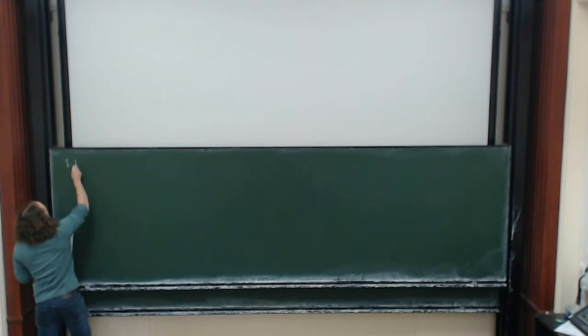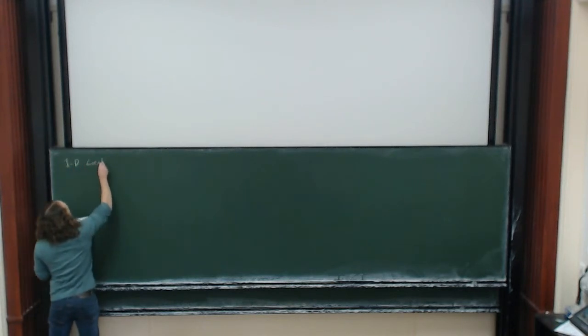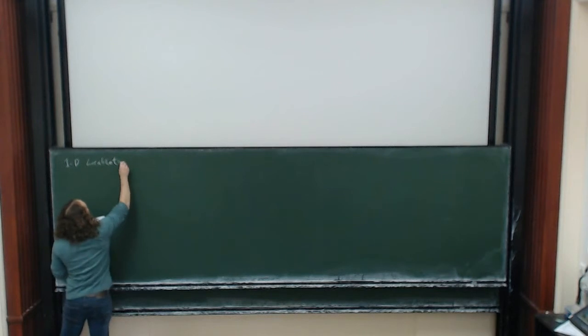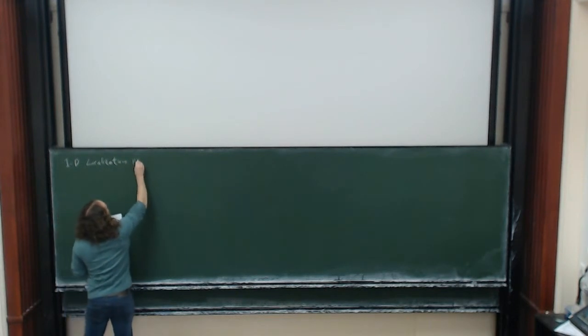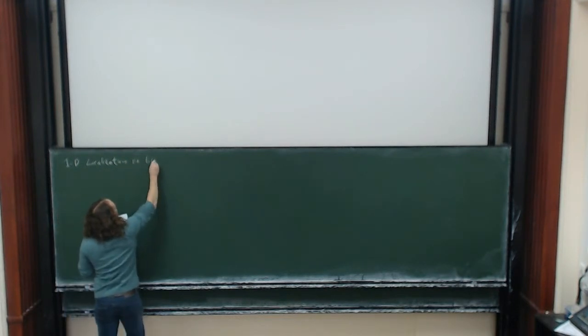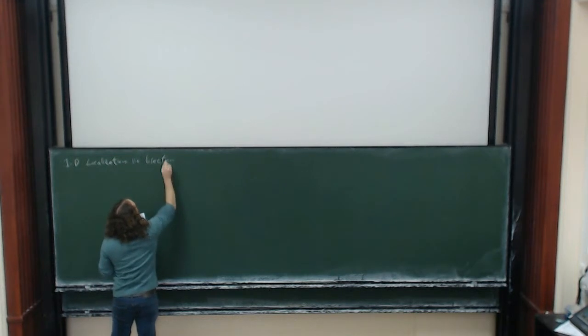Of course, I'm not presenting this in any chronological order. In fact, now perhaps we are going to introduce the oldest method available for localization. This is the one-dimensional localization via bisection.